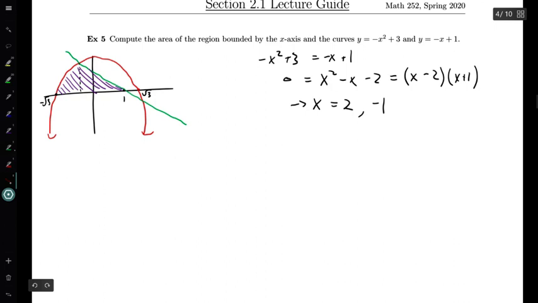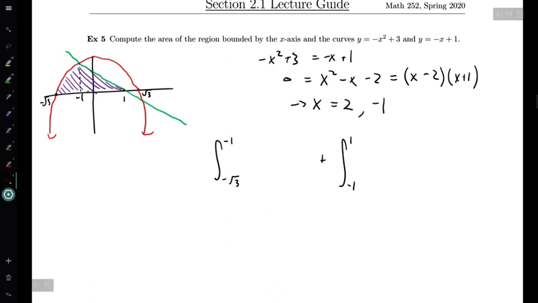So now what I want to do in order to compute the area of this purple region is integrate from minus root 3 to minus 1. And I also need to add to that another integral from minus 1 to positive 1, because x equals minus root 3 is the smallest x value that I'm looking at, x equals positive 1 is the largest x value that I'm looking at in this region, and x equals minus 1 is that point where we need to split it up.